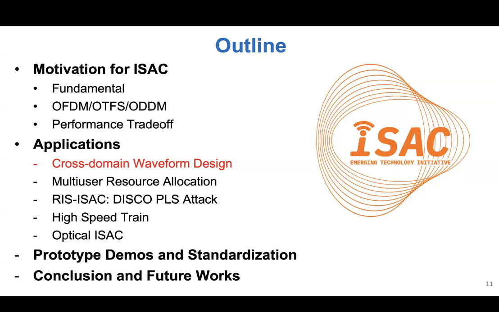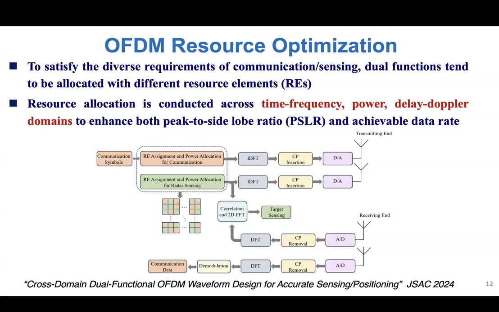And honestly speaking, I found this direction changing very quickly. I'm also on a learning curve. So let's go to the applications. The first one is OFDM resource allocation, which was published in JSAC last year.